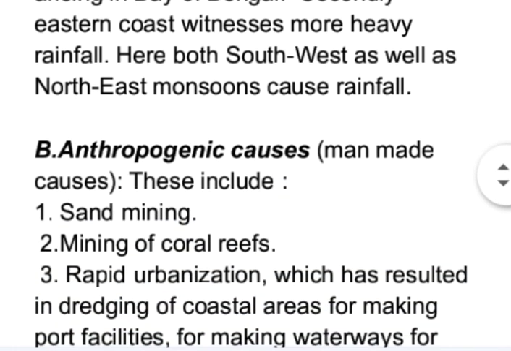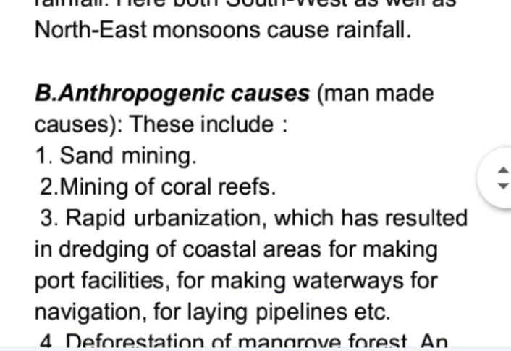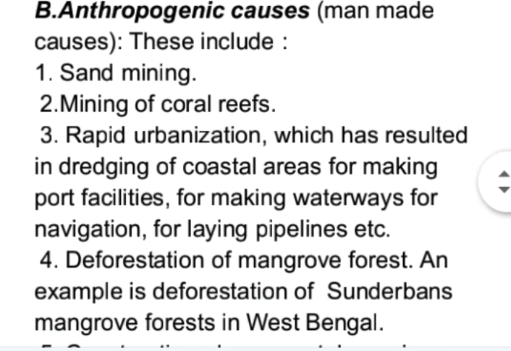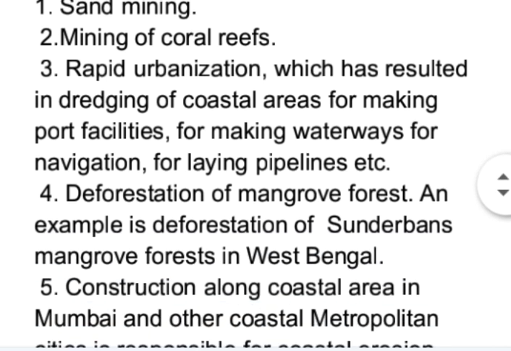Next is anthropogenic causes or man-made causes. These include sand mining, mining of coral reefs, rapid urbanization, which has resulted in dredging of coastal areas for making port facilities, for making waterways for navigation, for laying pipelines, etc. Next is deforestation of mangrove forests. An example is deforestation of Sundarbans mangrove forests in West Bengal.